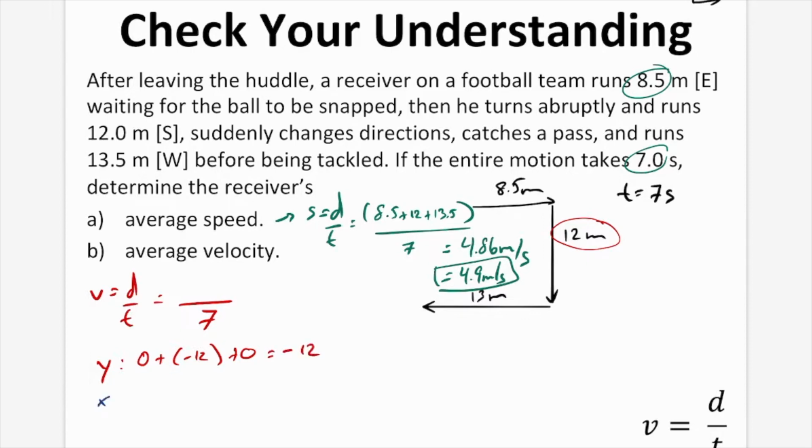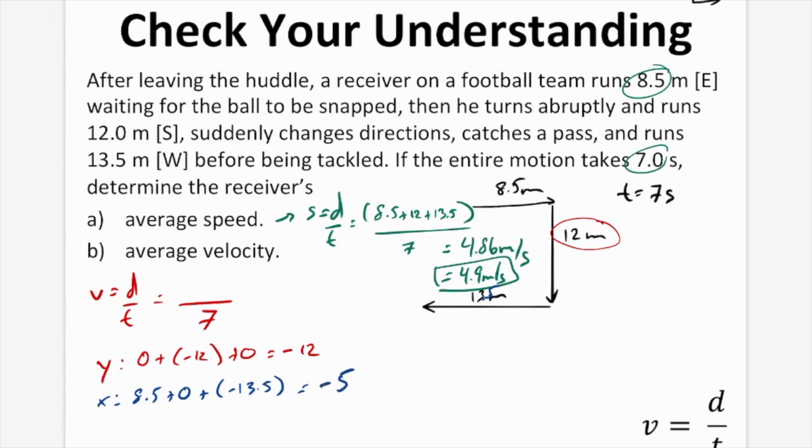For our x components, we're going to go to the right, so that's plus 8.5. We're going to go down, so that's 0. And then we're going left, so we're going to add negative 13.5 meters. I wrote 13, but that's 13.5. 13.5 meters. And when you add those up, you get negative 5.